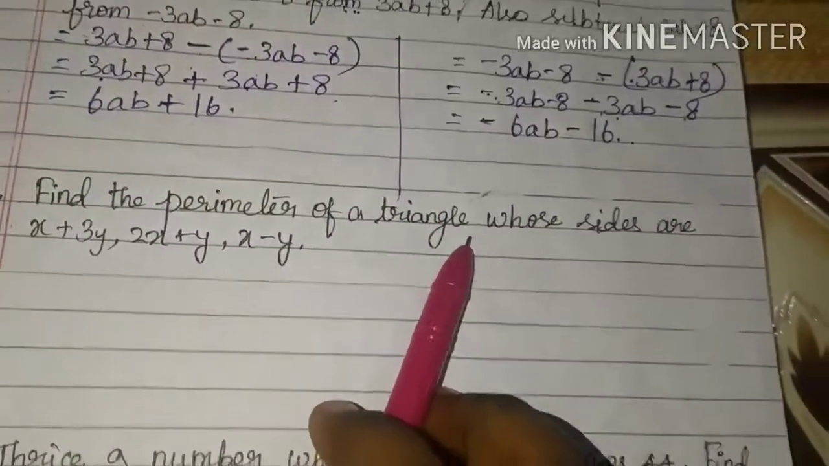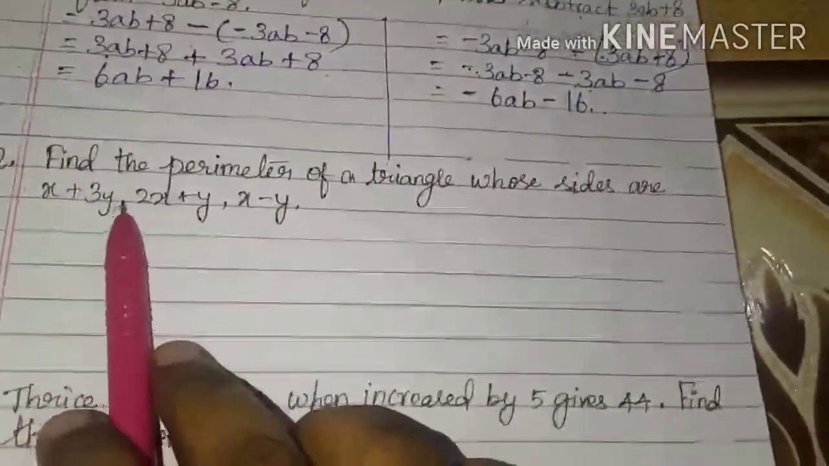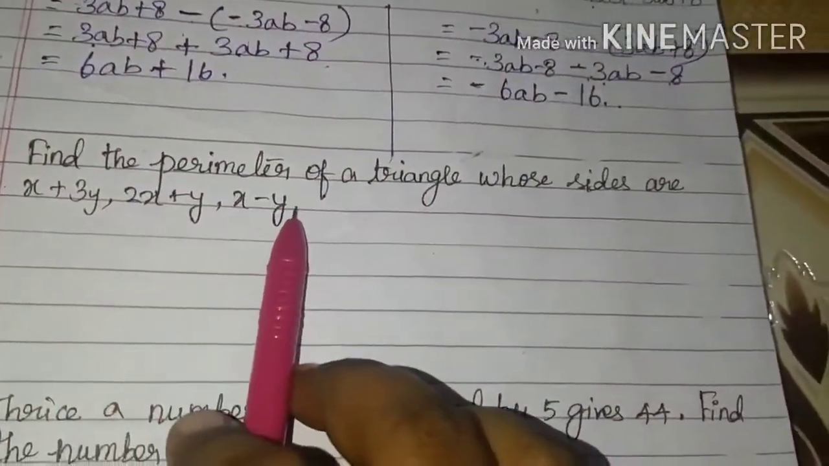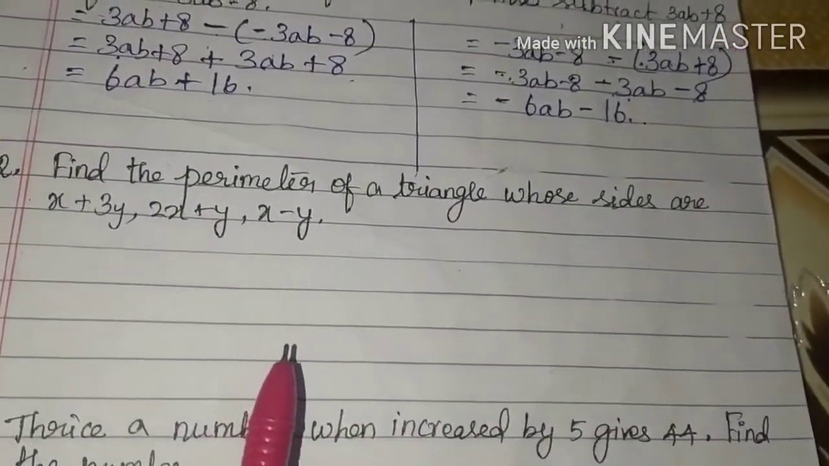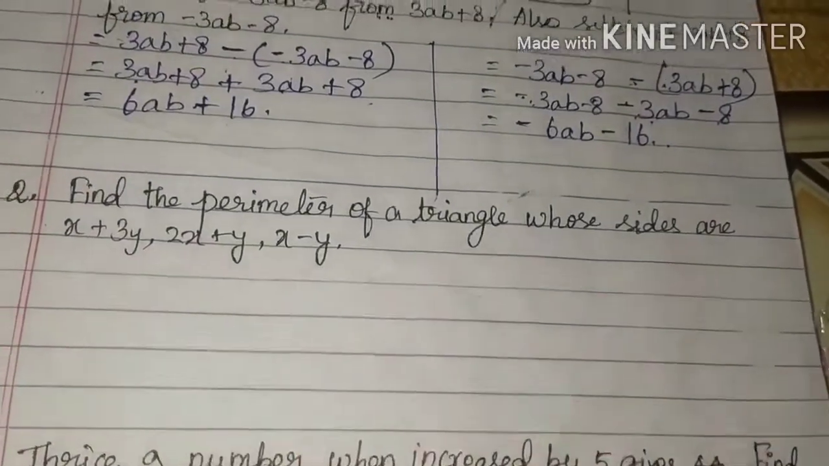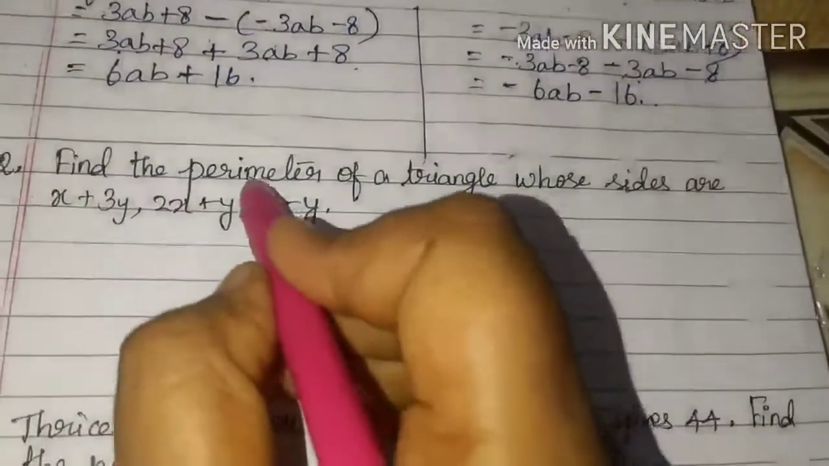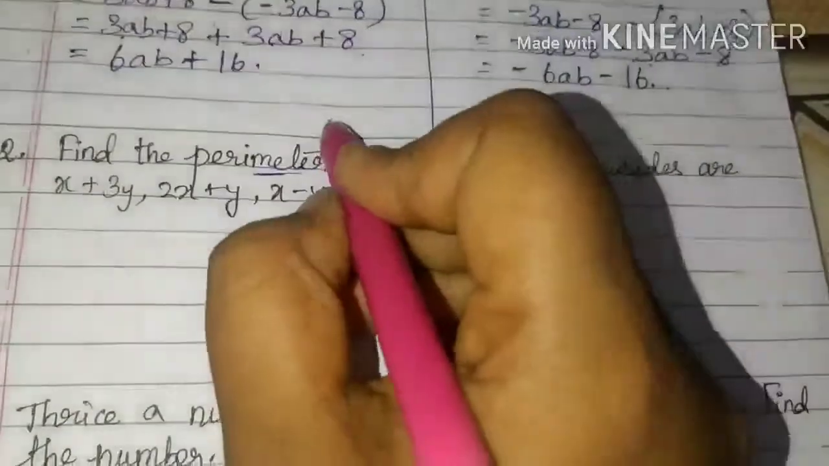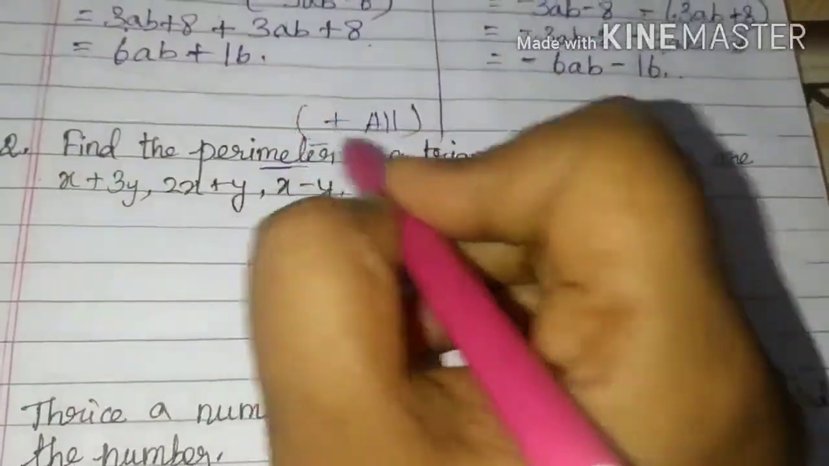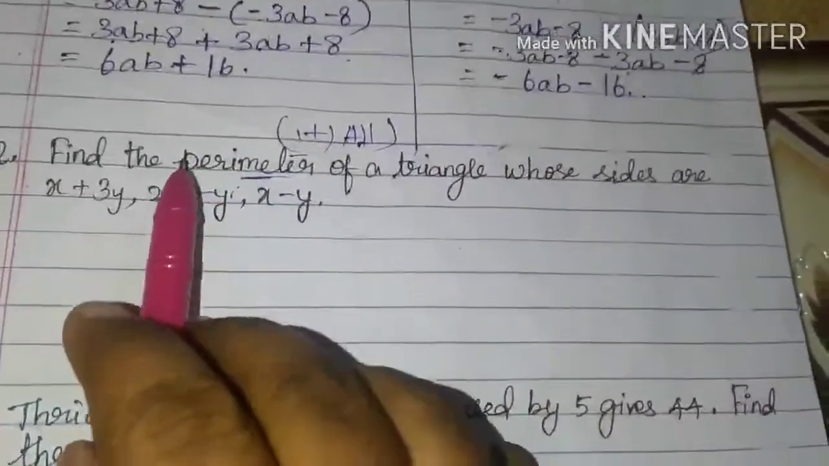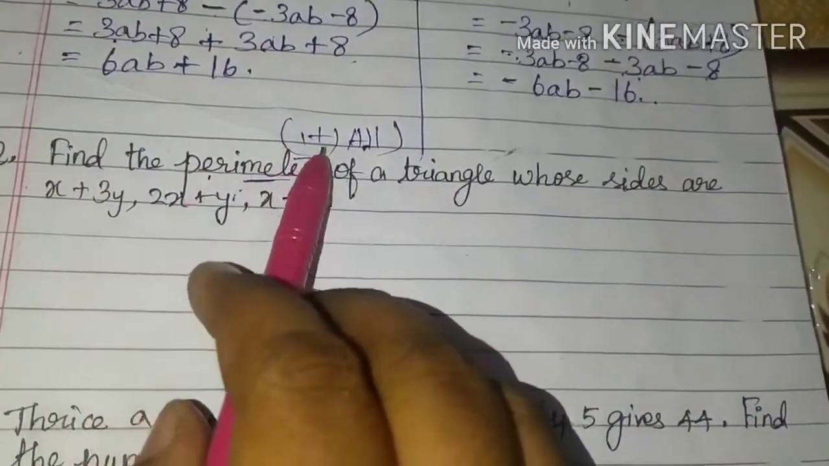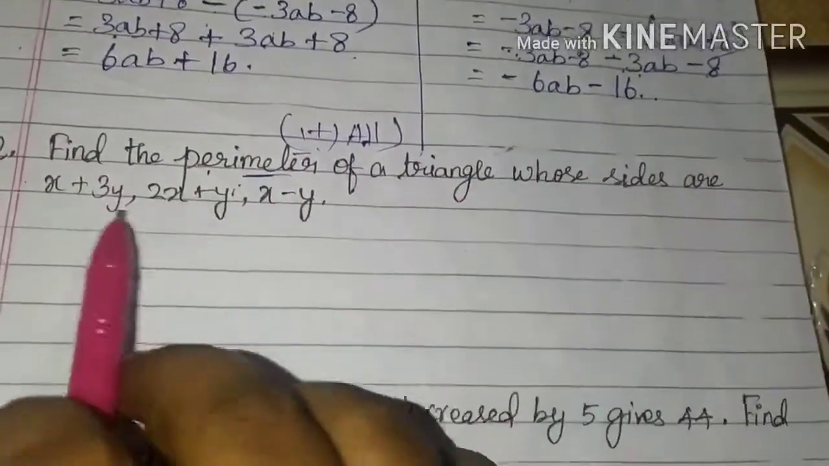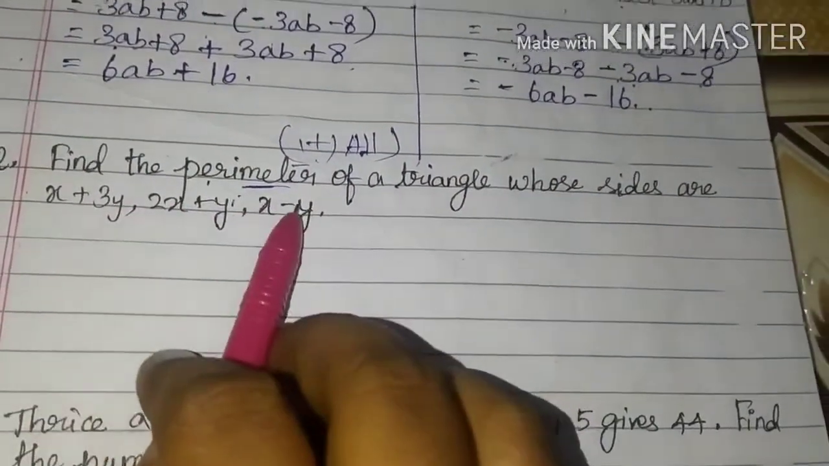Okay, so next is: find the perimeter of a triangle whose sides are x plus 3y, 2x plus y, x minus y. Listen, children, any shape, if they ask us to find the perimeter, we want to add all the sides. That is the perimeter. Okay, this is the clue word for the perimeter. If they ask us to find the perimeter of any shape, we want to add all the sides, that's all.